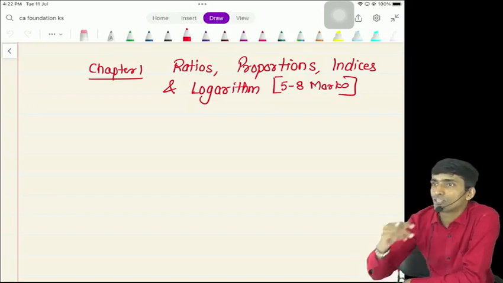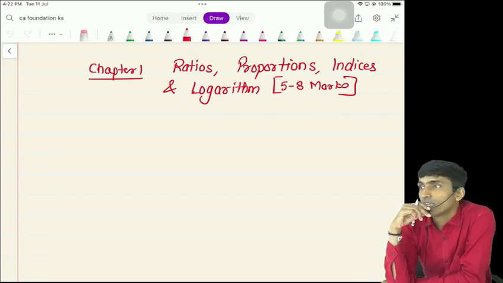So my question is, why we calculate ratios? Comparison. Why we calculate ratios?